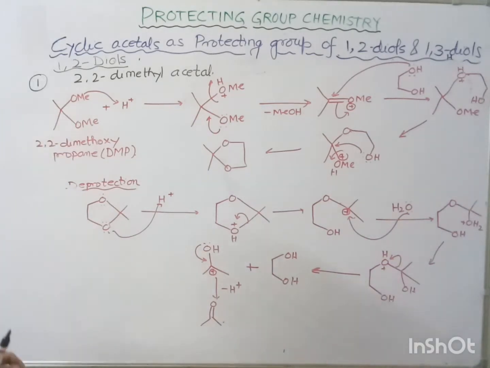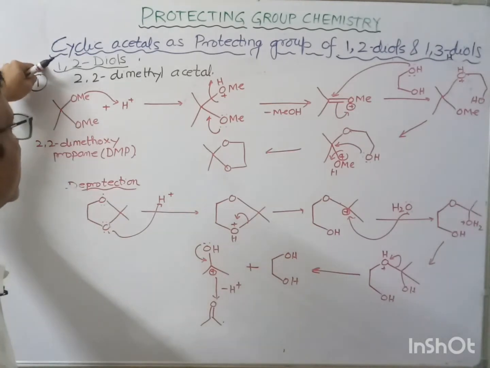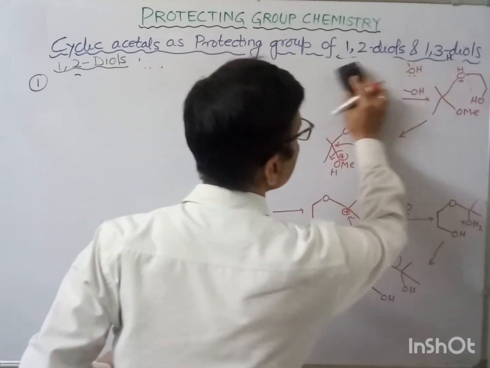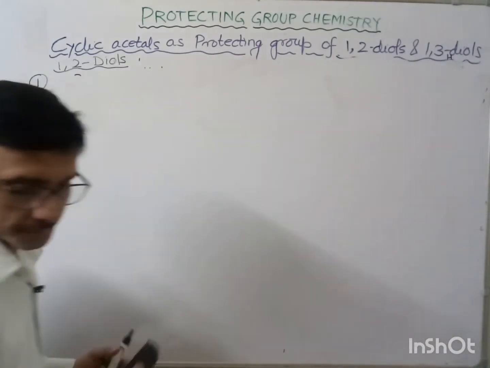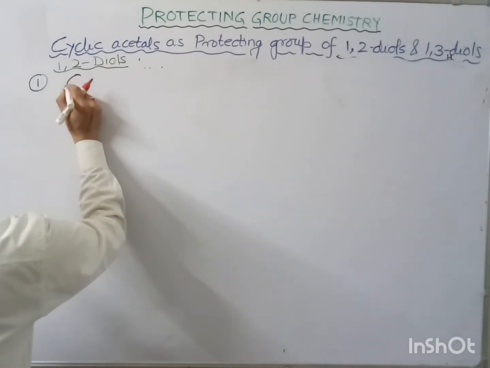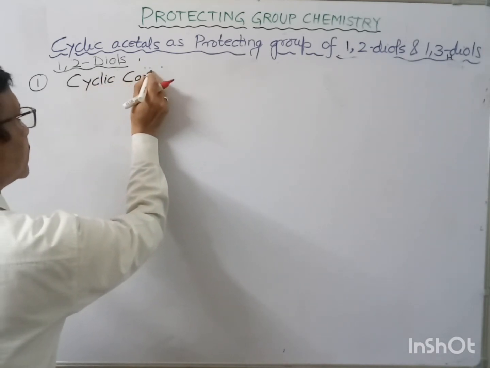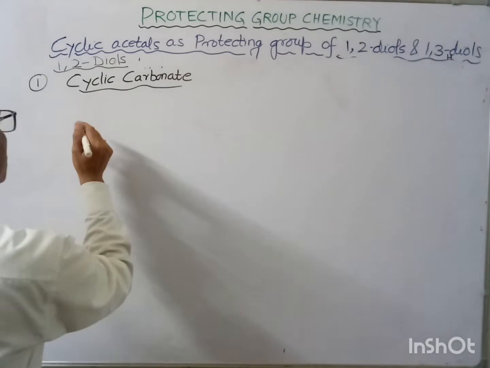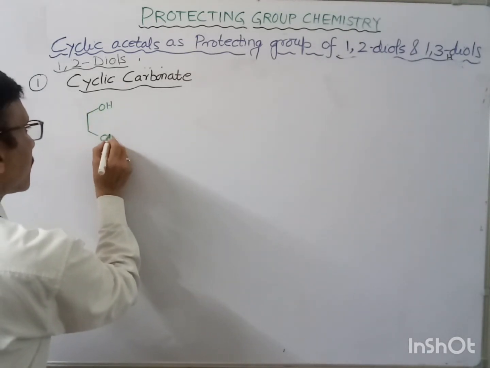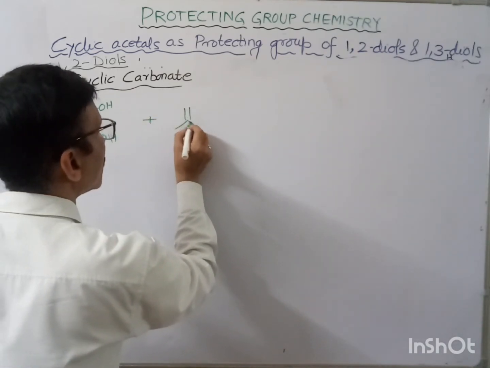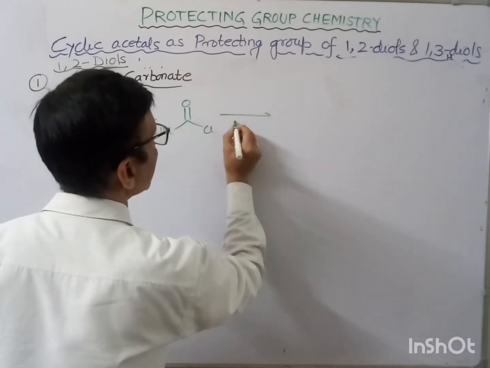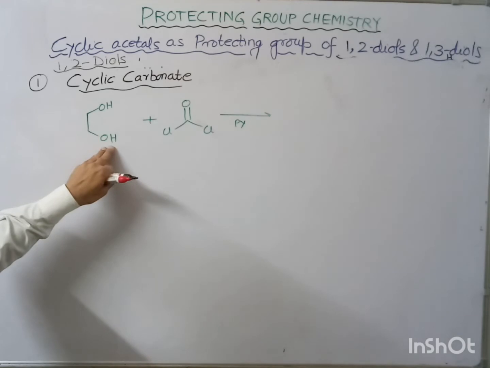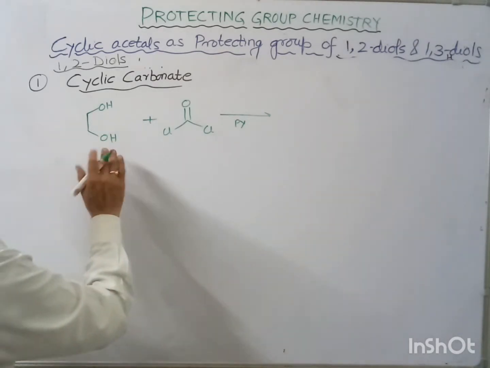Now the next one: this 1,2-diol can be converted into the cyclic carbonate. So let's see the second one, protection as a cyclic carbonate. Suppose we have a diol, and this in presence of phosgene and pyridine. Pyridine acts as a base here to remove this acidic H, as well as to neutralize the HCl formed in this reaction.